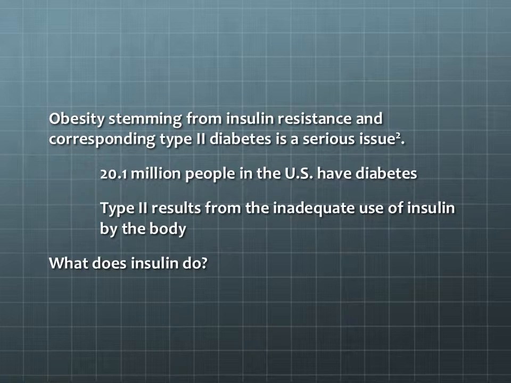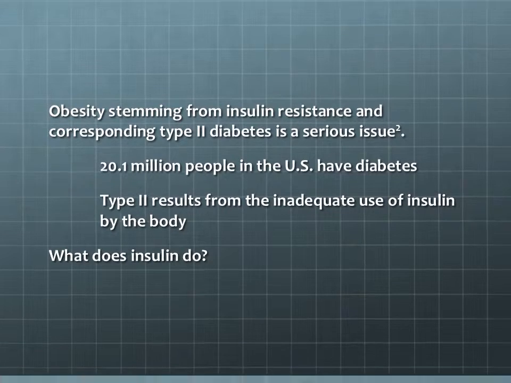Obesity caused by an inability to properly use insulin, corresponding to type 2 diabetes, is a serious issue facing public health in the 21st century. Over 20.1 million people in the US alone have some form of diabetes, 90% of which is type 2. Type 2 results from the inadequate use of insulin, usually caused by diet, lifestyle choices, and other genetic factors. But what does insulin do?